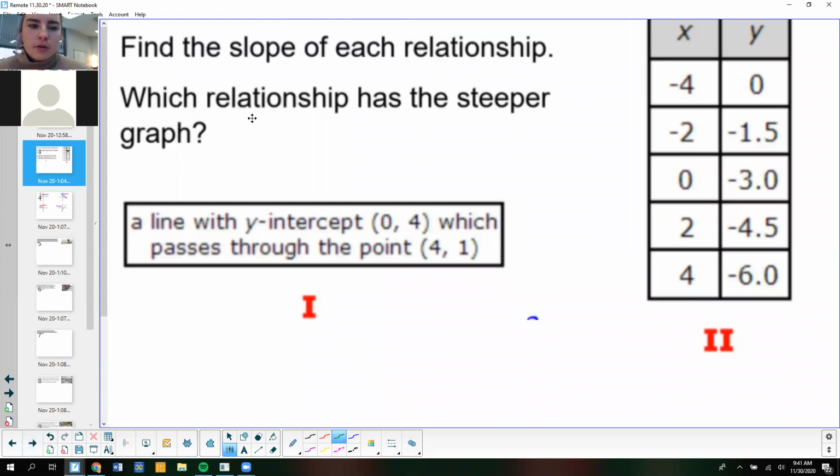So first of all, I just got some practice problems for us. We're going to go in a different direction, and I'll explain that as we go through this. So this first problem says, what is the slope of each relationship? Which relationship has the steeper graph? So we're going to save steeper graph. We'll save this part for last. Right now, we just want to find the slope of each relationship.